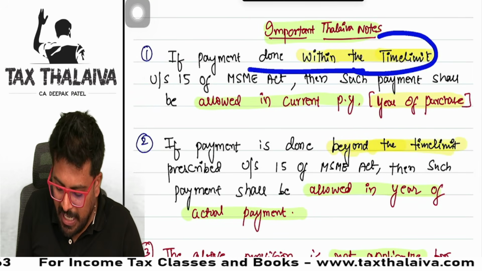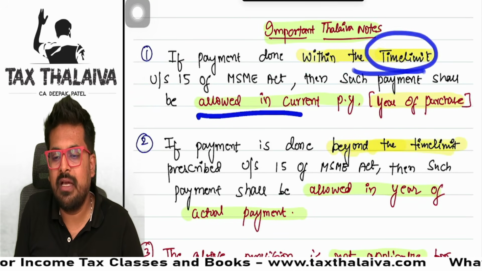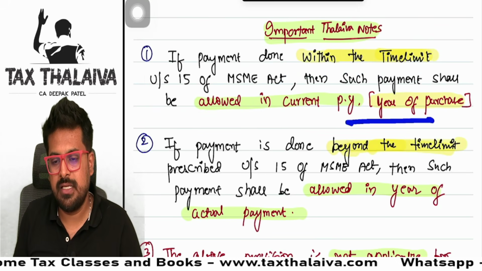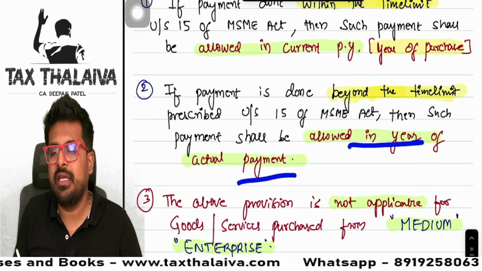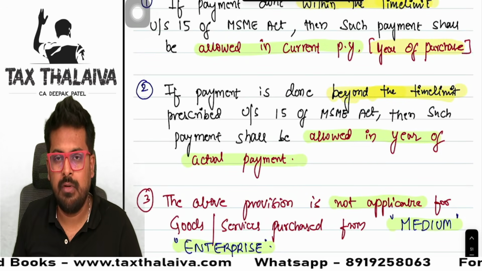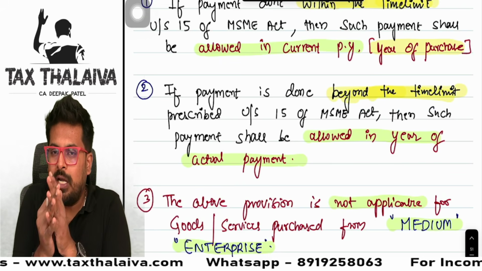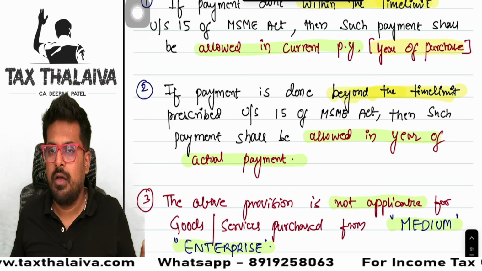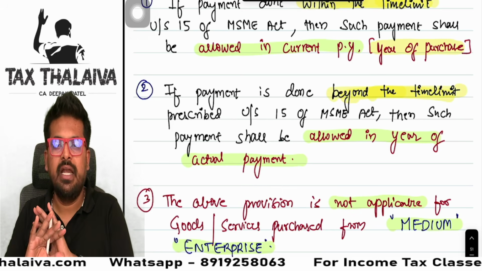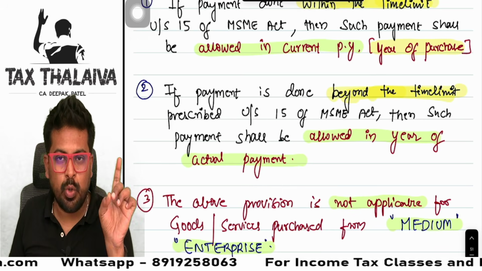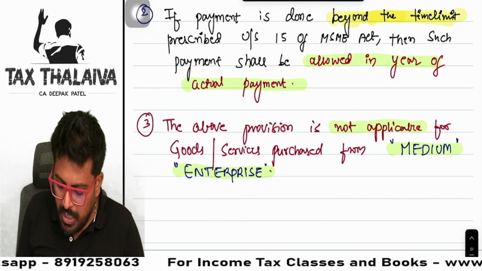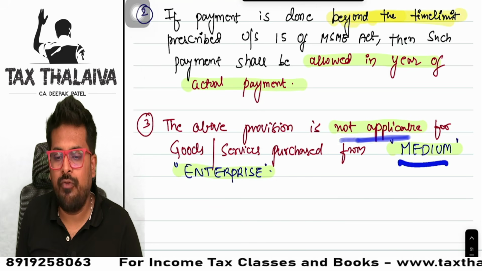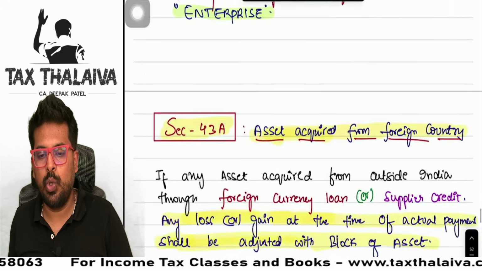If payment is done within the time limit, then it is allowed in the current previous year of purchase. If payment is done beyond the time limit, then it is allowed in the year in which actual payment is done. But in the year in which you did not make the payment within 45 days or 15 days, it will be disallowed. In my Thalaiva notes, one example is given. Go and check. It will give you much more clarity. Now, the above provision is not applicable for medium enterprise. This I just told you.